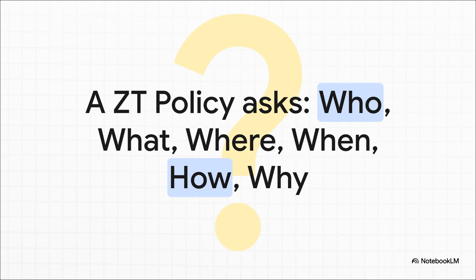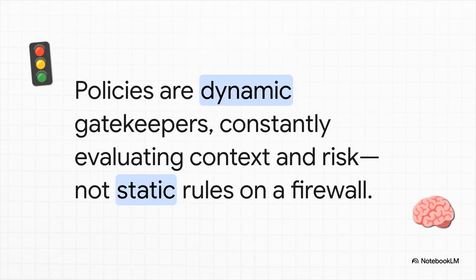Who is asking? What do they want to access? Where are they coming from? When are they asking? How are they connecting? And, maybe most importantly, why do they need this access? This is so important. We're not talking about a static allow or deny rule that you set once on a firewall and just forget about. No way. These policies are dynamic gatekeepers. They are constantly looking at the context of a request and evaluating the risk in real time before granting the absolute minimum access needed.